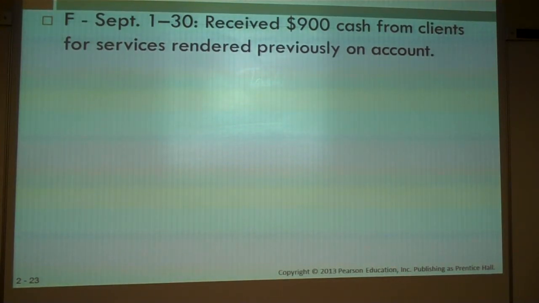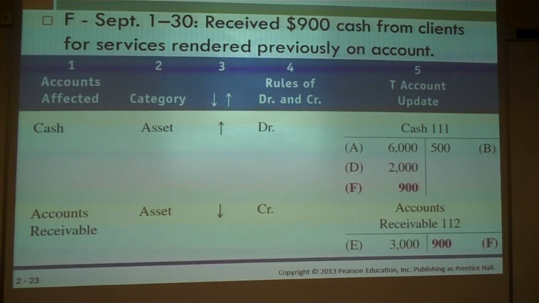What happened to cash, debit or credit? Debit. Received cash, a debit. What does accounts receivable have to be? The credit. That's what it's going to look like. They're both assets, so it is a shift in assets. And you can see cash is getting a little busy.